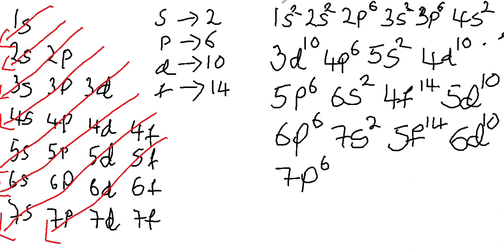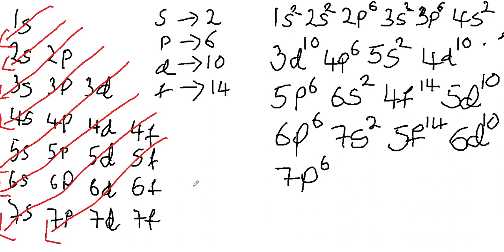Let's see how many electrons we got here, because the largest atom with the most electrons has 118 electrons. Let's count all of them. 2 plus 2 is 4, plus 6 is 10, plus 2 is 12, plus 6 is 18, plus 2 is 20, plus 10 is 30, plus 6 is 36, plus 2 is 38, plus 10 is 48, plus 6 is 54, plus 2 is 56, plus 14 is 70, plus 10 is 80, plus 6 is 86, plus 2 is 88, plus 14 is 102, plus 10 is 112, and plus 6 is 118.